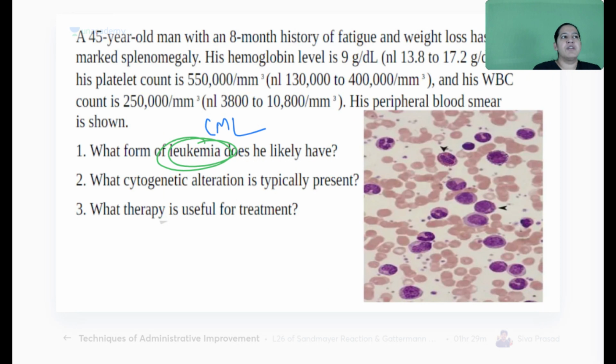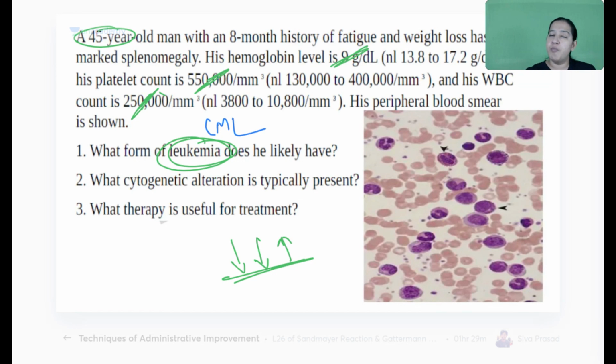So again, read the question. 45-year-old male. So age is matching. Age for CML is middle-aged only. Hemoglobin is less. Patient is anemic. Platelet is less. Patient is thrombocytopenic. So these two things are the same as the previous one. And WBC count is more. It is 250,000. So in the last question also, RBC was less, hemoglobin was less, platelet was less, and WBC was more. In this question also, this is the same scenario.